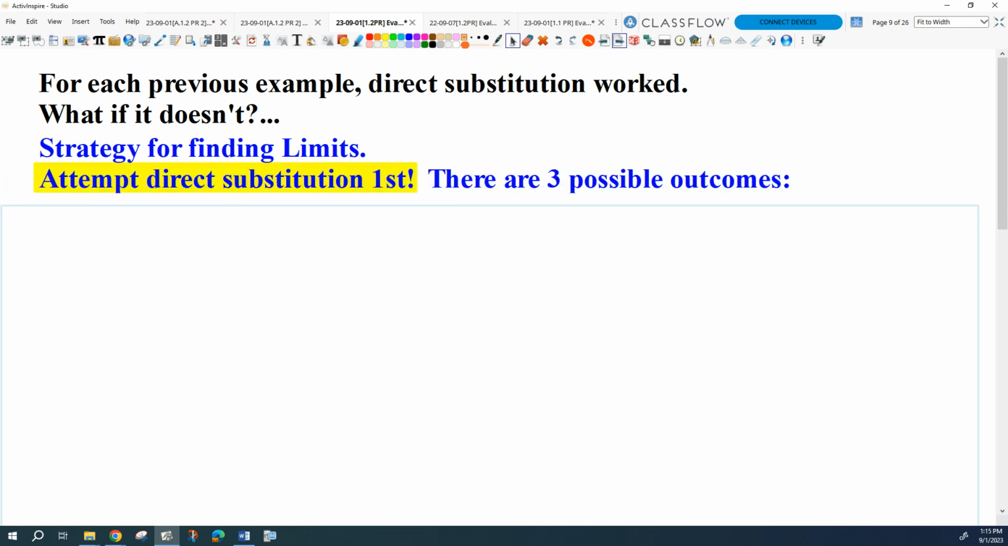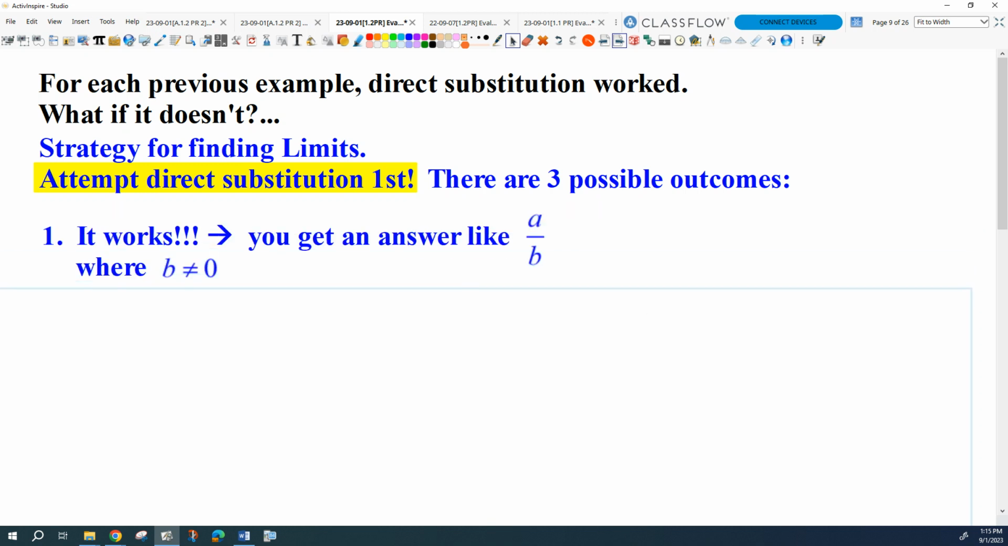Okay, what do we do for finding limits? We're always going to attempt direct substitution first. Direct substitution will work if the function is continuous, or at least if it's continuous on the interval where x is approaching a value. So either it's going to work or it's not. If it works, you're done.